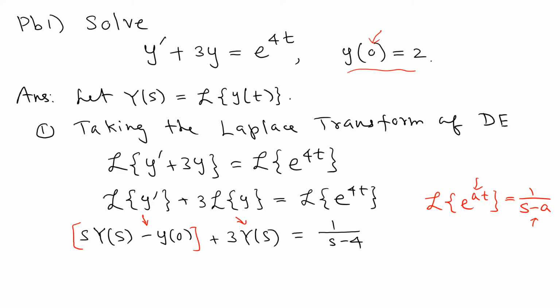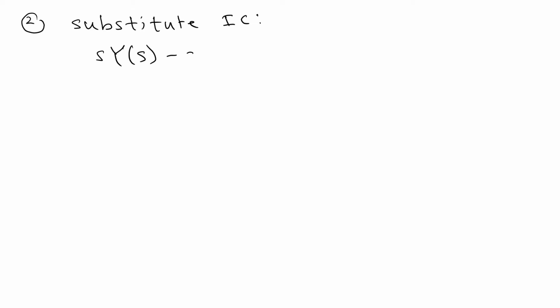Next, we can plug in the initial conditions. So let's go to step 2. We can substitute initial conditions. We have s Y(s) minus, and you know the initial condition is y(0) equals 2, so that means this is going to be 2, plus 3Y(s), there are no conditions for that side, equals 1 over s minus 4. So that's the second step.